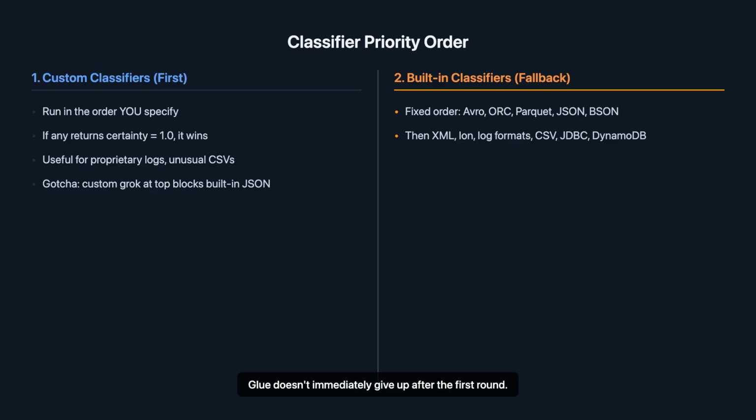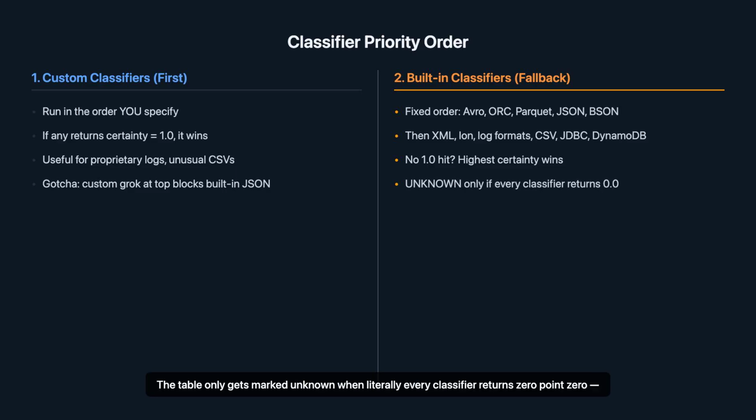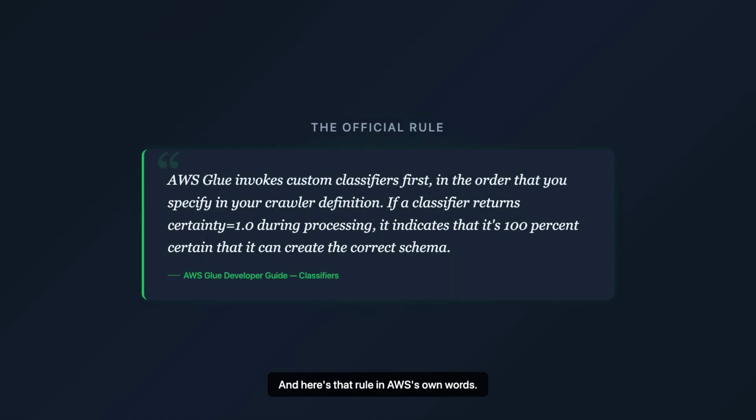Glue doesn't immediately give up after the first round. It picks whoever scored highest across everyone who interviewed and uses that result. So a custom classifier returning 0.8 still wins if nothing else scores higher. The table only gets marked unknown when literally every classifier returns 0.0, when no one on the panel has a clue. And here's that rule in Amazon Web Services' own words.